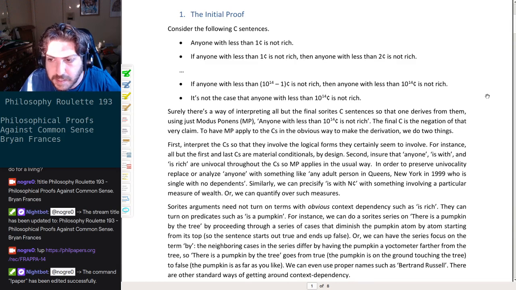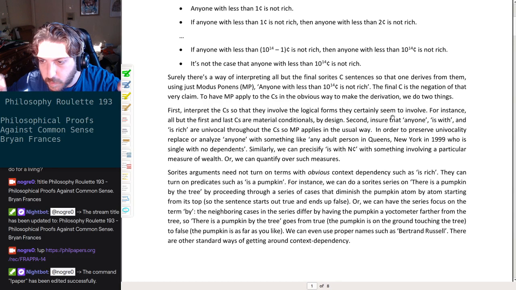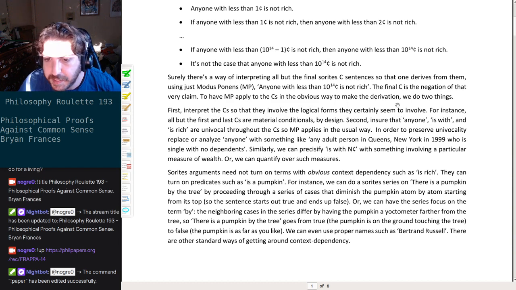The final C sentence is the negation of the very claim. To have modus ponens apply to the C's in the obvious way to make the derivation, we do two things. First, interpret the C's so that they involve the logical form they certainly seem to involve. For instance, all but the first and last C's are material conditionals by design. Second, ensure that 'anyone', 'is with', and 'is rich' are univocal throughout the C's, so MP, modus ponens, applies in the usual way. In order to preserve univocality, replace or analyze 'anyone' with something like 'any adult person in Queens, New York in 1999 who is single with no dependents'.